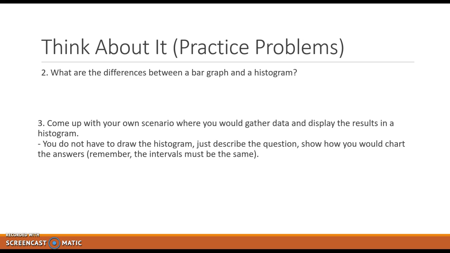Now that you finished number 2, try number 3. Remember, we are still writing the answers on your graph paper. For number 3, I want you to create your own scenario where you could gather data and it would be possible to display the results using a histogram. You do not have to draw the histogram. I just want to know the question you would set out to answer and how you would chart that information so you could create a histogram from that chart. Remember, in order to create a histogram, your data must be in equal intervals.